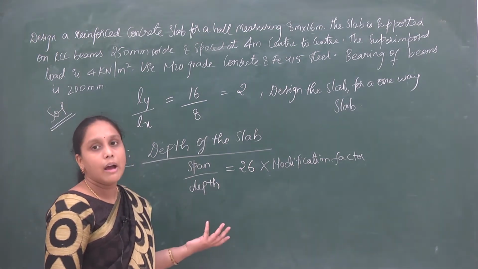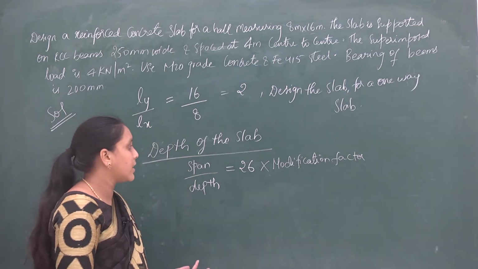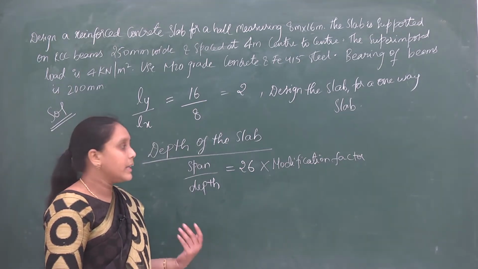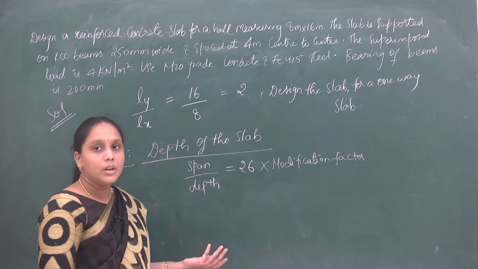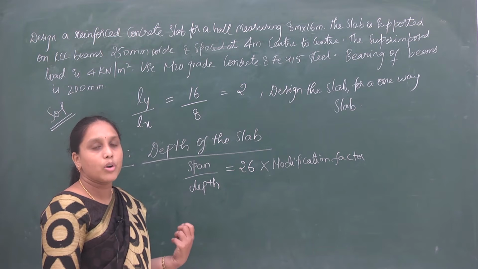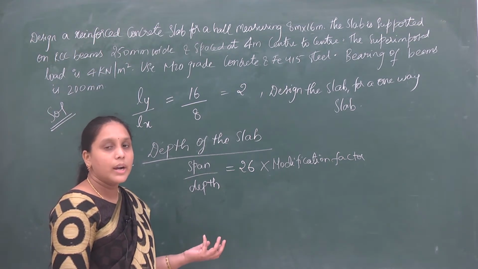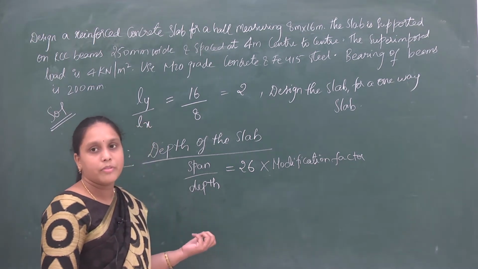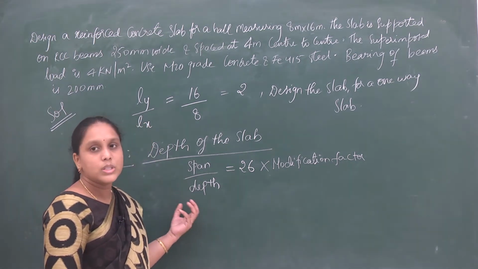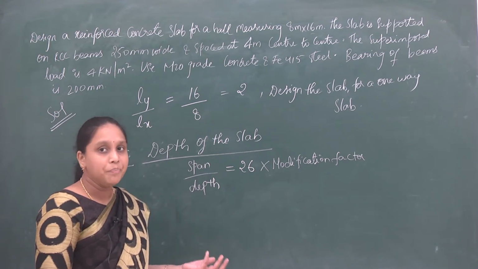So how will we know the modification factor? What should be the value of modification factor? It is generally taken based on experience. So based on the experience, we will know the percentage of steel. What should be the percentage of steel for this particular slab? Based on that, from figure 4, we will find out the modification factor, and we will use that span by depth ratio so that the number of trials can be reduced.